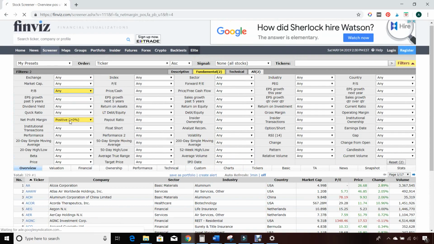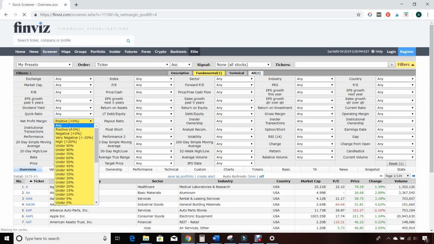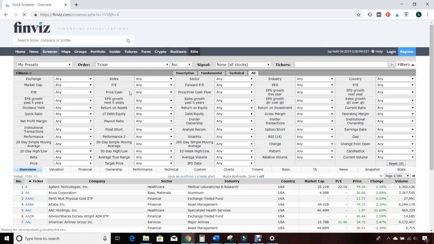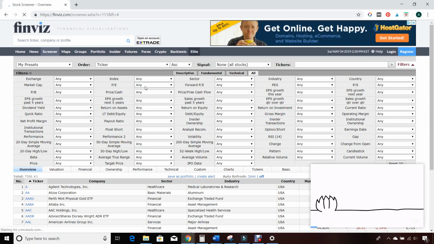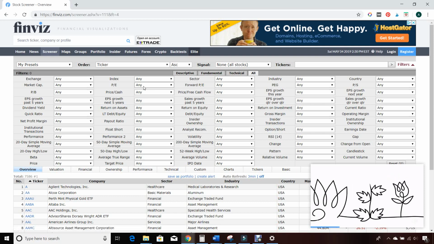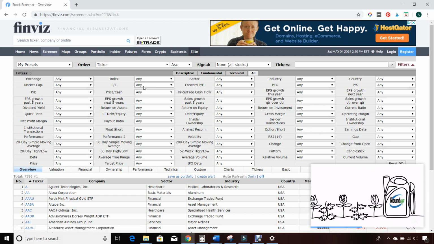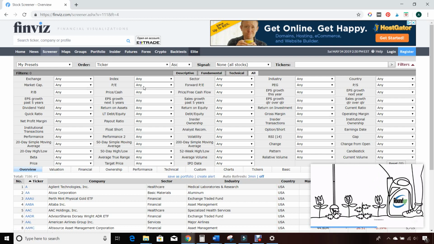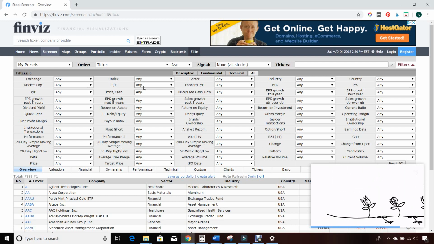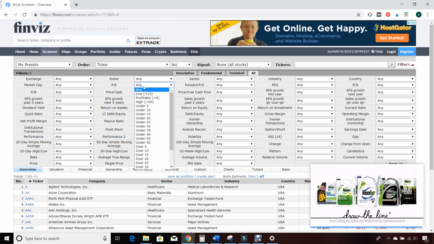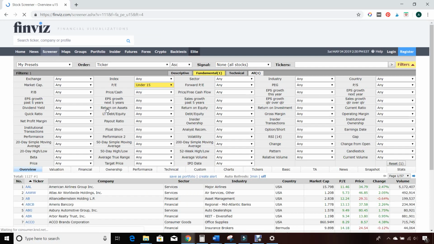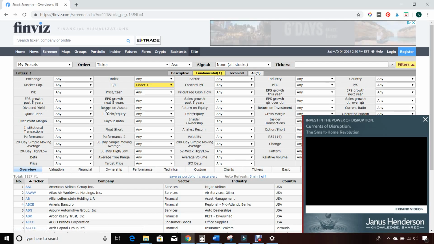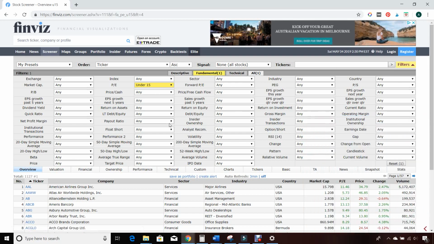So in addition to book value, I also like to screen based on the PE ratio. Now you can combine them both. You can look for stocks that are trading at a low PE and a low price to book ratio. But I like to do them separately, because sometimes you may capture stocks on one screen that you wouldn't on the other if you combine them both. Typically I like to screen for stocks that are trading for under a 15 PE ratio. Then market cap.